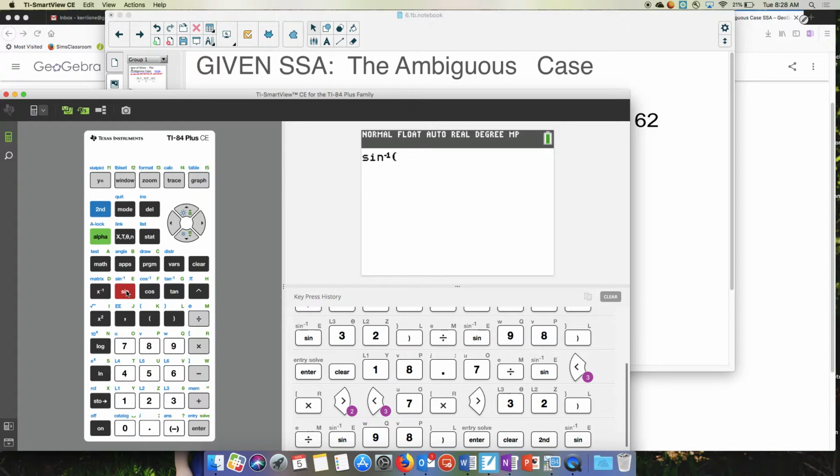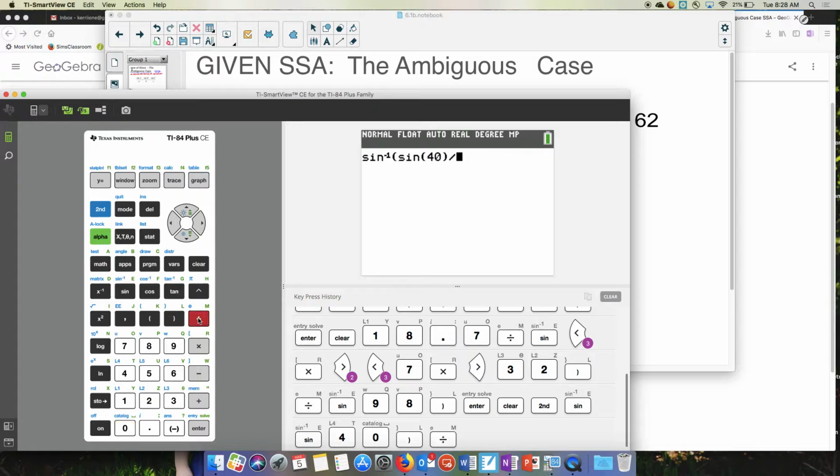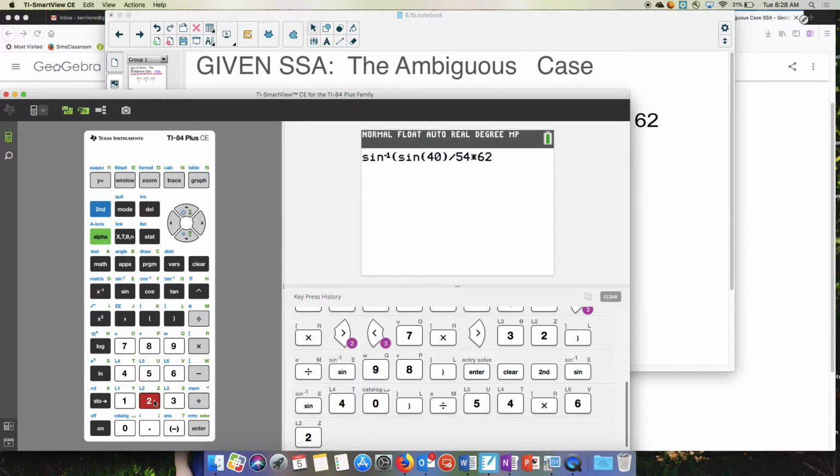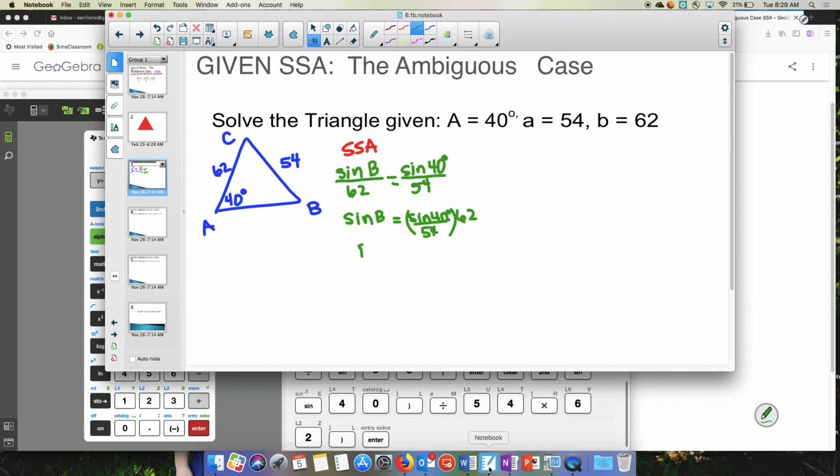So we have the sine of 40 divided by 54 and then multiplied by 62. 47.56. Dallas, you didn't get that? Okay. So angle B is 47.56 degrees.